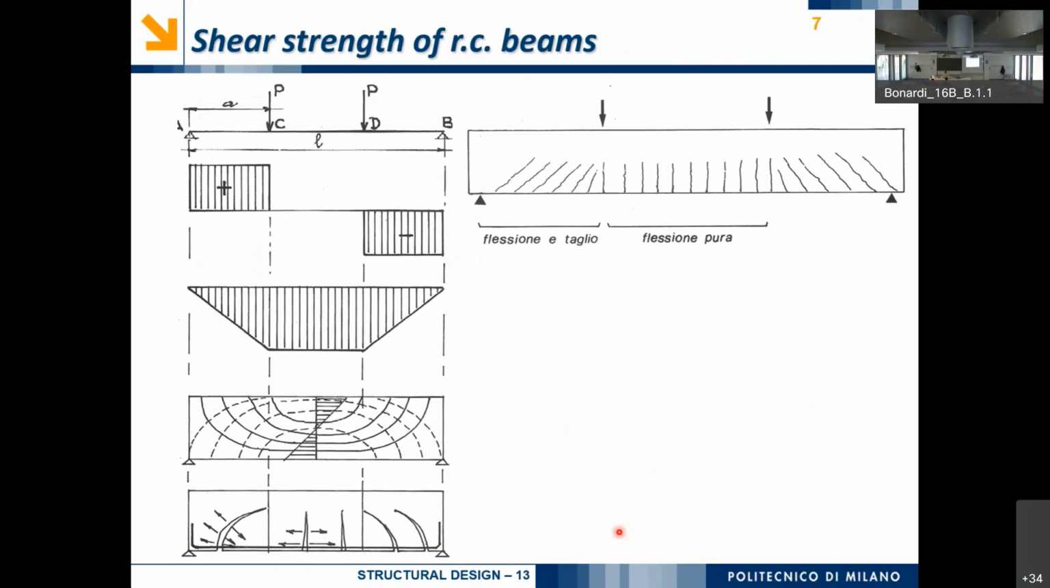So if you do not have any other questions, we can move to the last topic of the course, that is the behavior of reinforced concrete under shear.